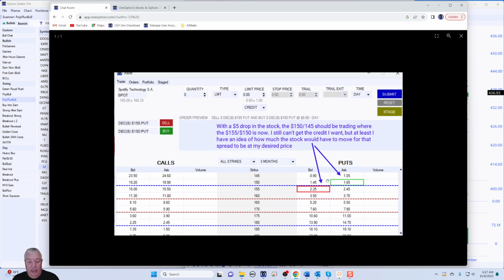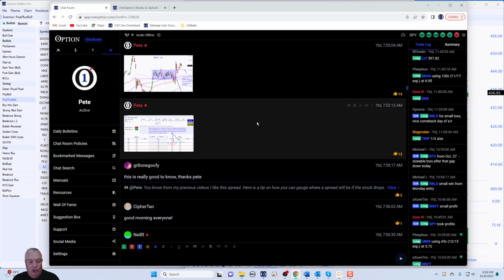So these are going to be trading where these are right now with a $5 move. And if I get that type of move, I can see that spread is going to be 60 cents bid, offered at $1. I'd really like to get $1 for that spread. Given that the stock doesn't have a lot of volatility, given that it's in a compression, might I take 80 cents? Yes, I might take 80 cents for that spread because I think that's a high probability play. So that is just a little tip on how you can evaluate some of these spreads.